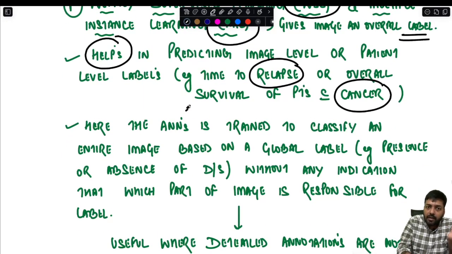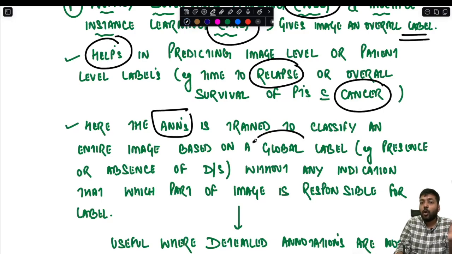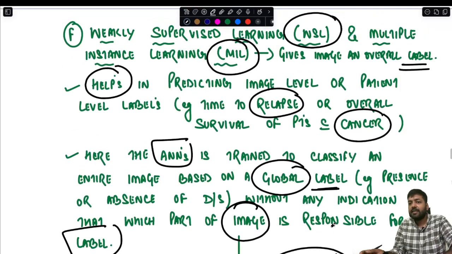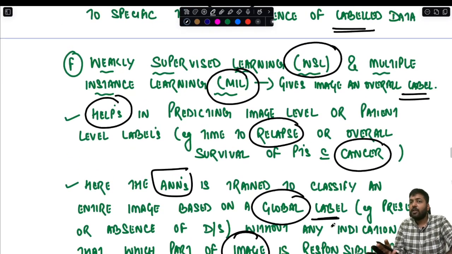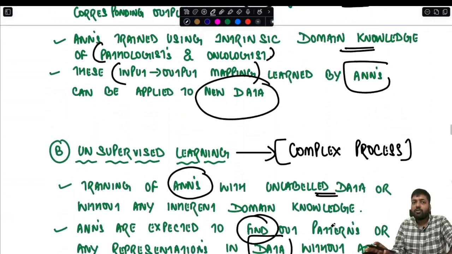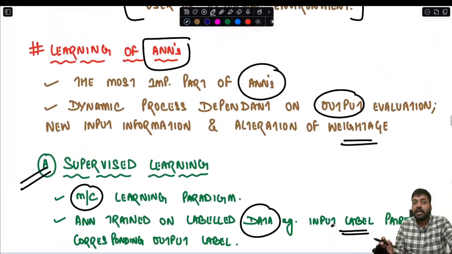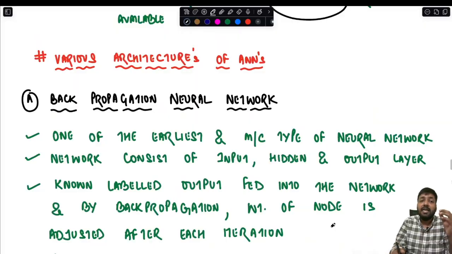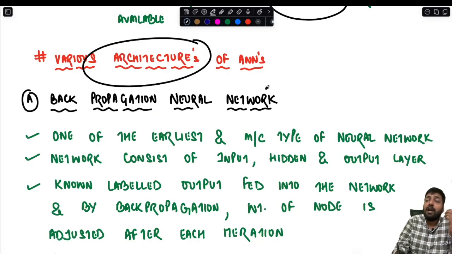Here the artificial neural networks are trained to classify an entire image based on a global label, for example the presence or absence of a disease, without any indication of which part of the image is responsible for such a label. It is useful where detailed annotations are not available. I hope you have understood the different kinds of learning of artificial neural networks. Now we are going to see the various architectures of artificial neural networks.